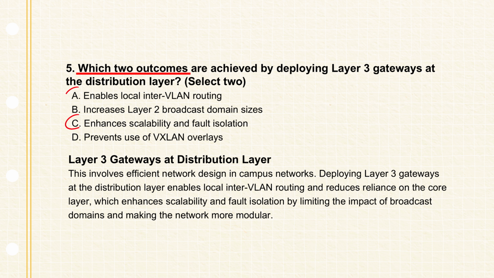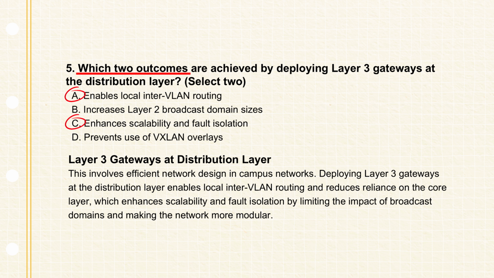Local inter-VLAN routing. How does putting L3 at distribution help with that? Well, think about it. The distribution layer is where different VLANs from the access layer often converge, right? Mm-hmm. If you put the layer 3 routing intelligence there, on that distribution switch, any traffic that needs to go from one VLAN to another within that block gets routed right there, locally. So it doesn't have to travel all the way up to the core layer and back down just to switch VLANs. Exactly. Keeps traffic local, reduces load on the core.